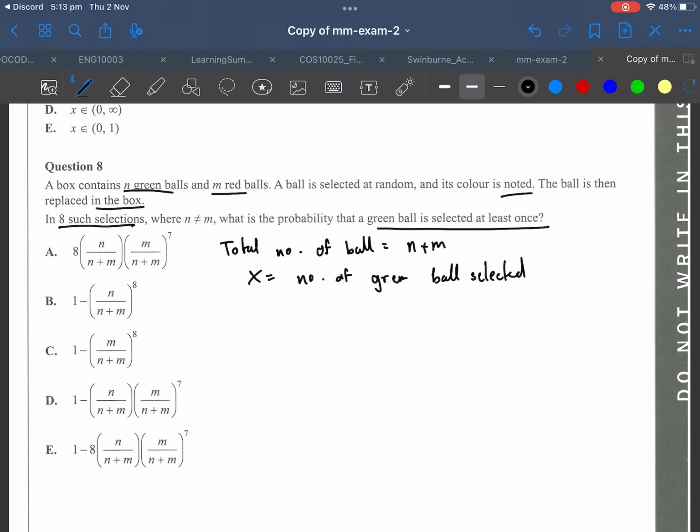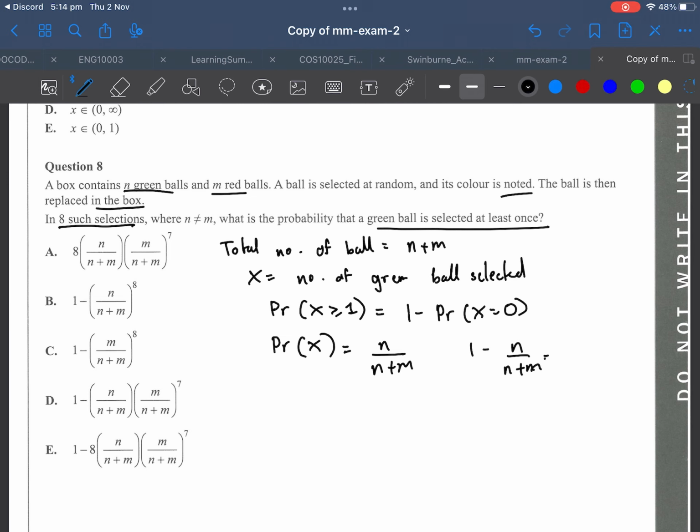Okay, and we are basically finding the probability that x is greater than or equal to 1, which is the same as 1 minus the probability that x equals 0. So the probability of selecting a green ball, since x is the number of green balls selected, I'm going to call it n over n plus m because that's the probability. And keep in mind that 1 minus n on n plus m is just going to equal m on n plus m because it's either green or it's going to be red. So this and this are the same thing, so just keep that in mind.